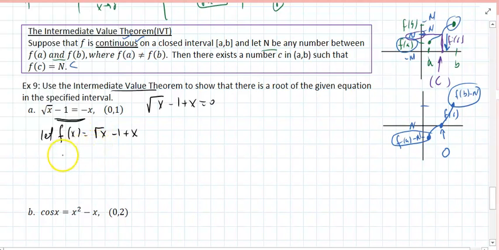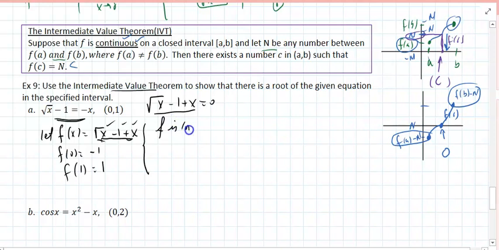And all we have to do is show that f of 0 is negative 1, f of 1 is 1 plus 1, which is 2, minus 1 is 1. So that works. Then from this we say f, which is radical x plus x minus 1, is continuous on the closed interval from 0 to 1. It's continuous everywhere where the domain exists. f of 0 is less than 0. f of 1 is bigger than 0.